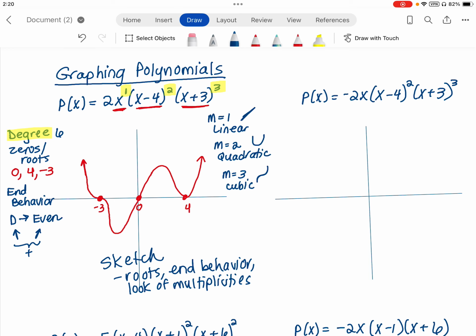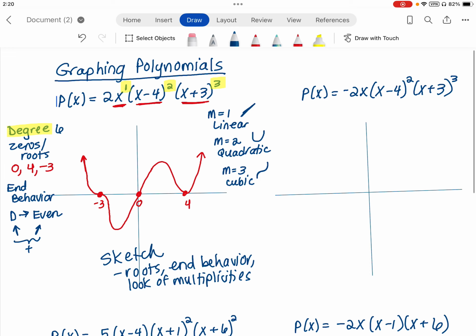Okay, now if we look over here at this second polynomial, this is basically the same example except my leading coefficient is now a -2. So the only thing that's going to change about this graph is that the end behavior is going to be going down on both ends, okay? So my degree is still 6, my roots are still 0, 4, and -3, my multiplicities are the same. Like I said, the only thing that's changing is that end behavior.